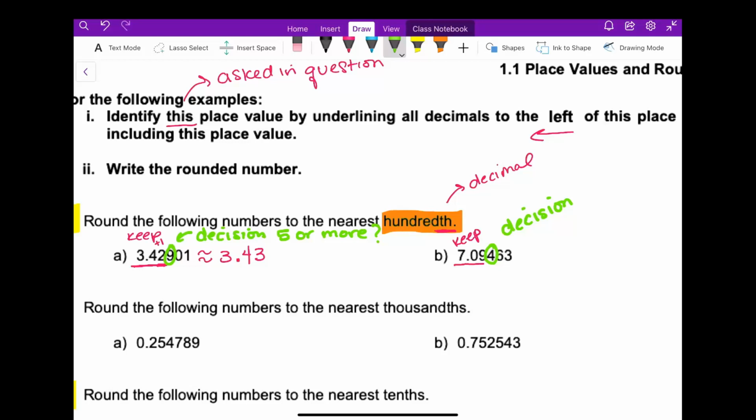So I ask myself, is this 5 or more? No, it is not. What does that mean? That means that we stay the same. Let's write this. This is going to be 7.09. The 9 stays the same because the 4 was not bigger than 5. It was not 5 or more. And the digits after the 9 go away.